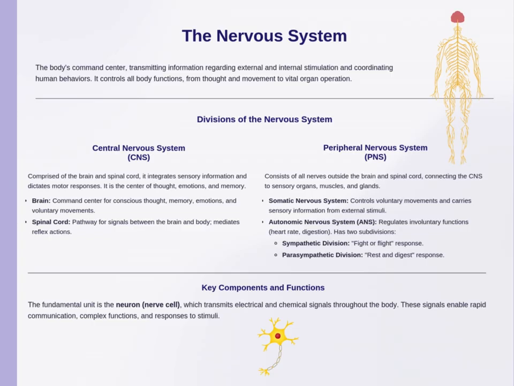There are two divisions of the nervous system. You have your central nervous system, which is made up of the brain and spinal cord. Your brain handles all of your conscious thought, your memory, emotions, and voluntary movements. Your spinal cord communicates between the brain and the rest of the body. Your peripheral nervous system connects the central nervous system to the body. It includes the somatic nervous system, which is for voluntary movements, and includes the autonomic nervous system for automatic functions like your heart rate or digestion.